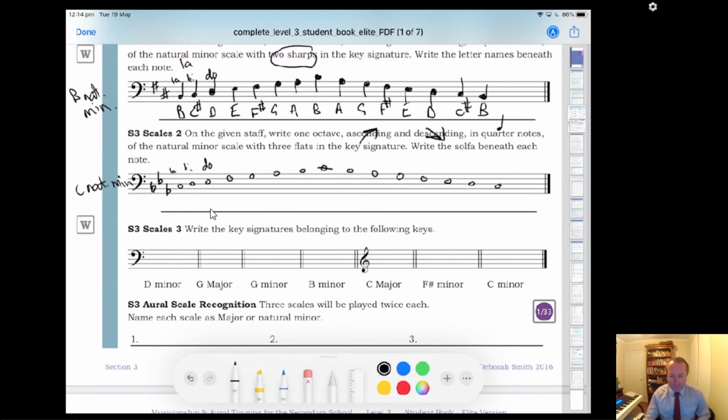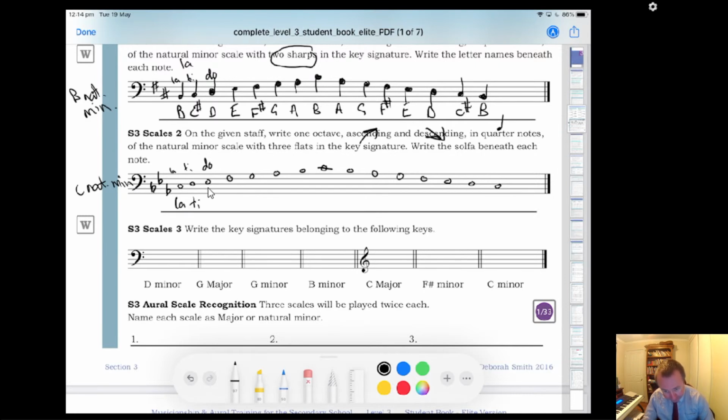So, one last part of this question. Write the solfa beneath each note. So, as I mentioned earlier, in a minor scale, that isn't do anymore. Do is always the tonic of a major scale. Do, ti, la. That is la. Minor scales start on la. So we can now label the rest of the notes appropriately.